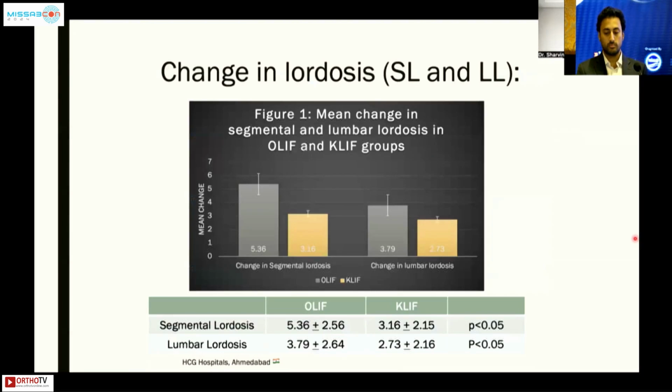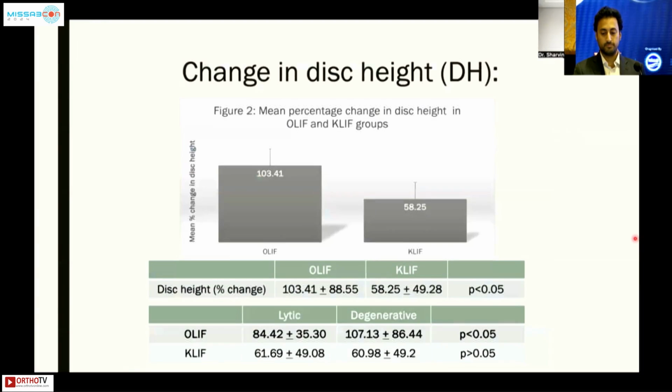The change in segmental lordosis and lumbar lordosis was significant in both the groups. However, the change was higher in the OLIF group as compared to the other group. Similarly, the change in disc height was also significantly increased in both the groups. It was a 103% increase in one group as compared to an almost 60% increase in the other, and it was statistically significant.